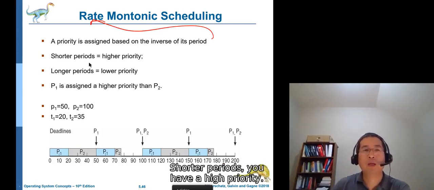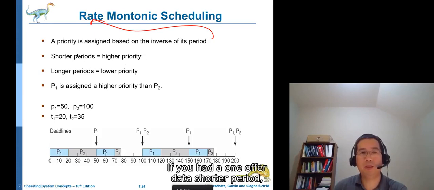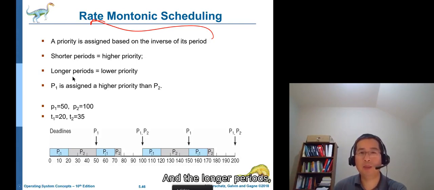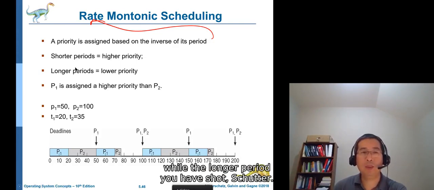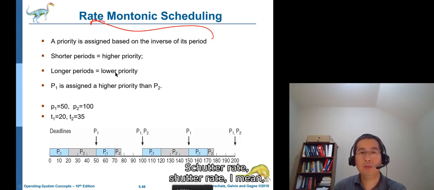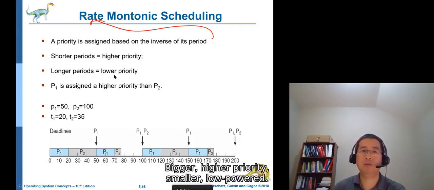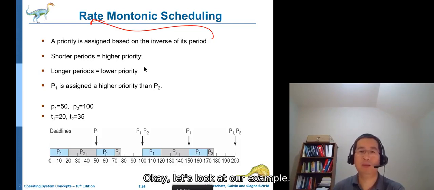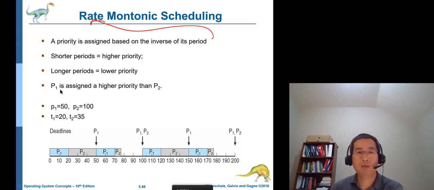And for shorter periods you have a high priority, because 1 over a shorter period gives you a higher rate. Higher rate means higher priority. And for longer periods, 1 over a longer period gives you a lower rate. Lower rate means lower priority. Bigger means higher priority, smaller means lower priority. Okay, let's look at an example.